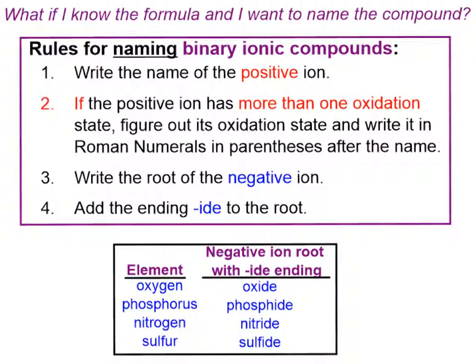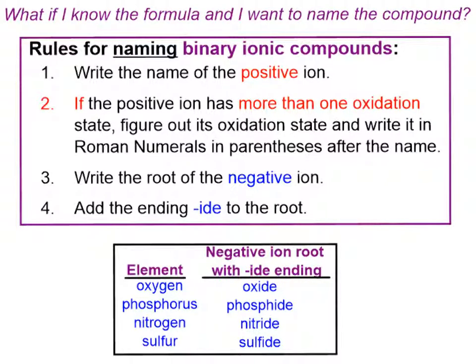If that positive ion has more than one oxidation state, remember the transition elements, they can sometimes have more than one oxidation state. So for this step, you need to go back and look at that chart and say, is my ion on this chart? If it is, you're going to have to figure out its oxidation state and write it in Roman numerals in parentheses after the name.